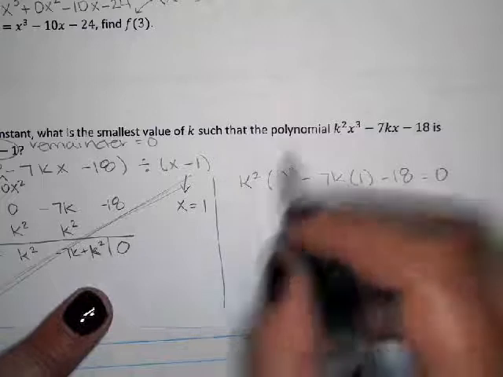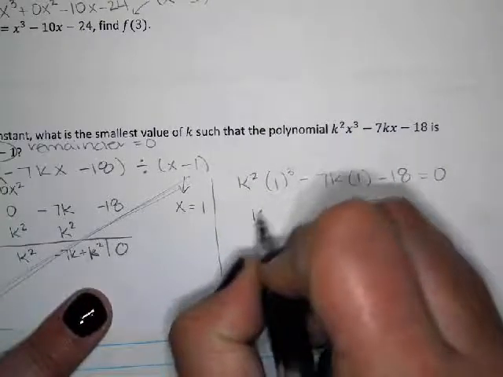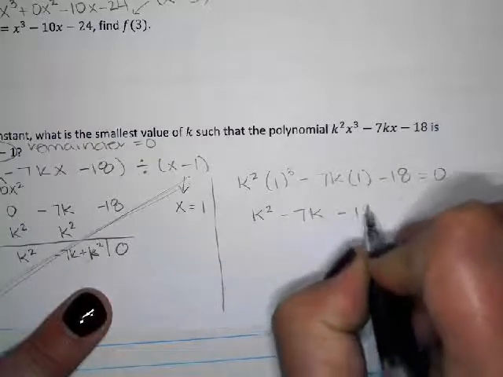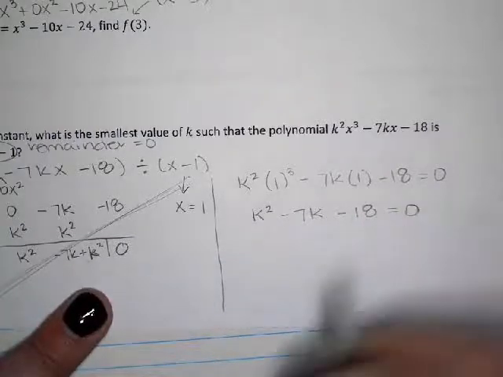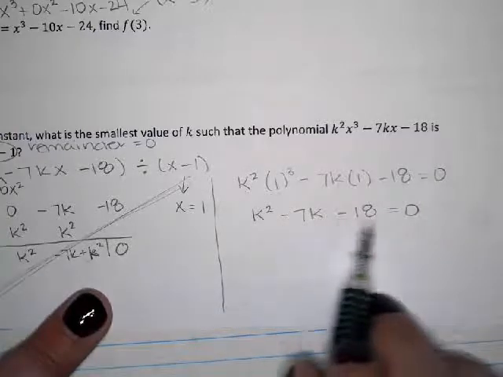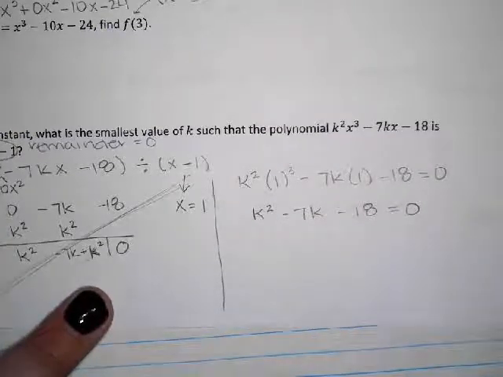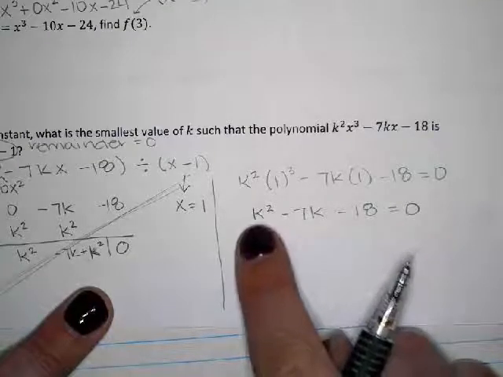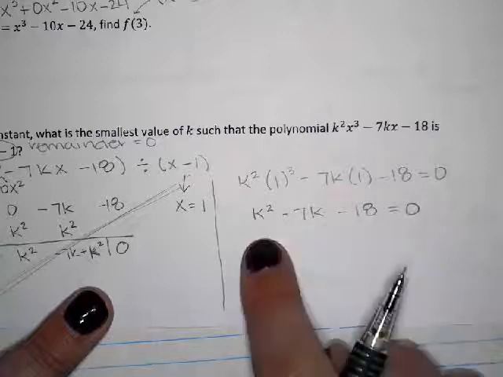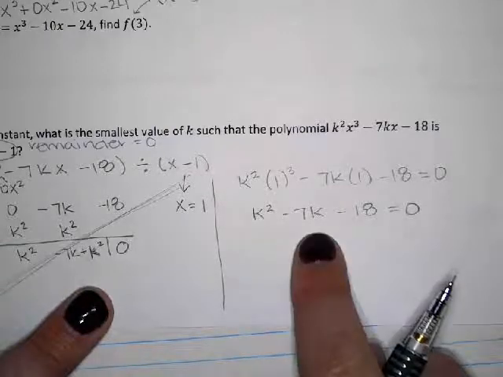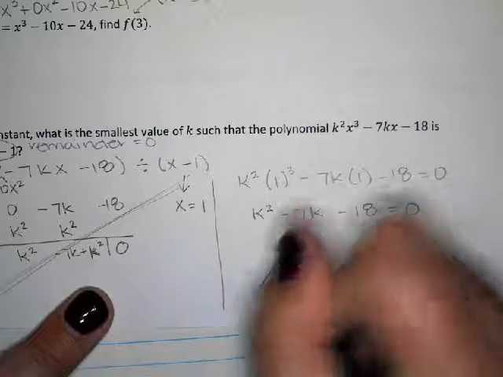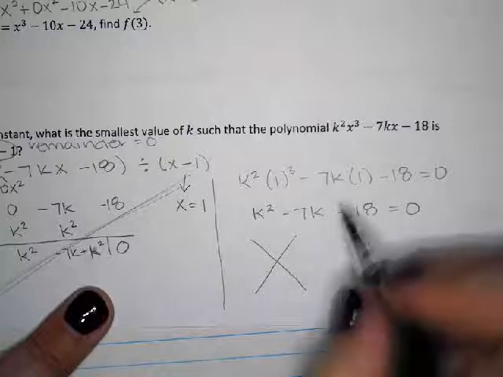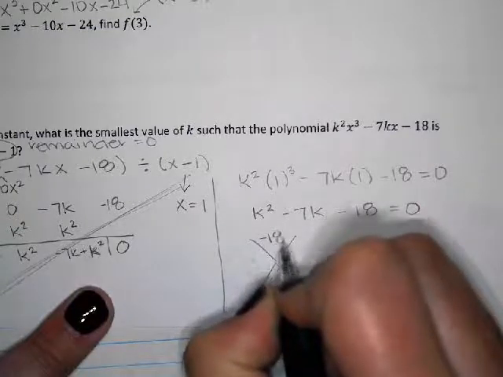How do I solve something that looks like this? It's got a k squared, a k, and a number. It's a quadratic. I factor it. So I'm looking for two numbers that multiply to negative 18 and add to negative 7. The two numbers were negative 9 and 2.